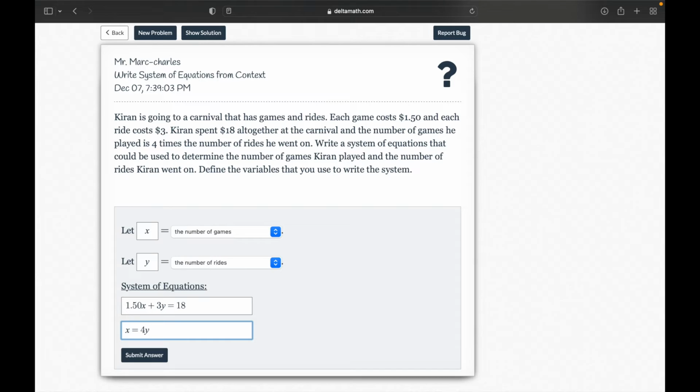And just double check and ask yourself, what did they do more of, games or rides? What was more? More games, more rides. Well, read it again to double check. The number of games he went on was 4 times the number of rides, so they went on more games. And this would make sense. If the number of games is x, it's 4 times, so that's multiplication, so 4y.